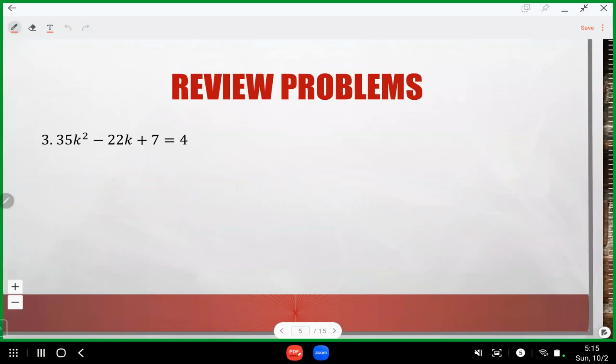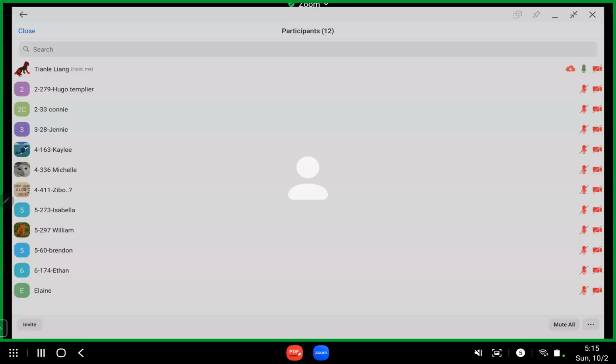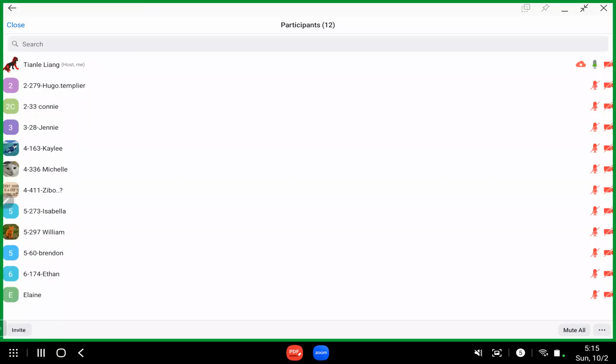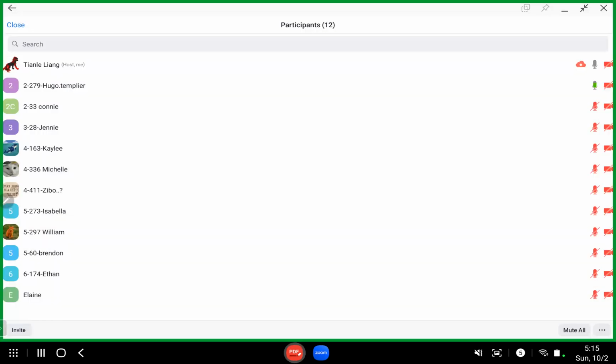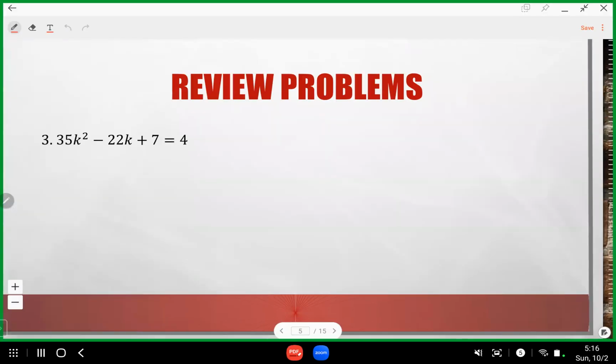Now, this is the next problem, okay? Hugo, would you like to try this? I'll try. Alright, very good. Okay, so you have to make the other side of the equal sign 0. So 35k squared minus 22k plus 3, right? Equals 0.